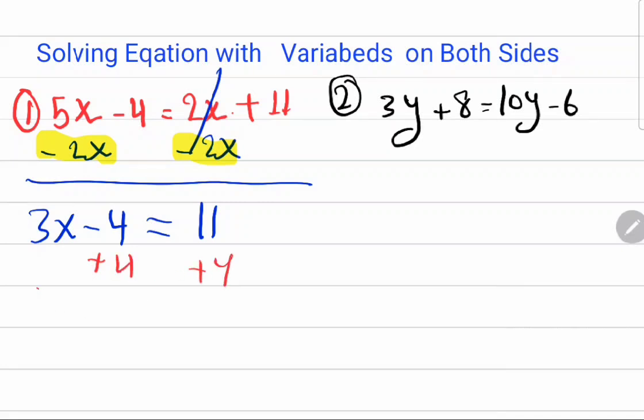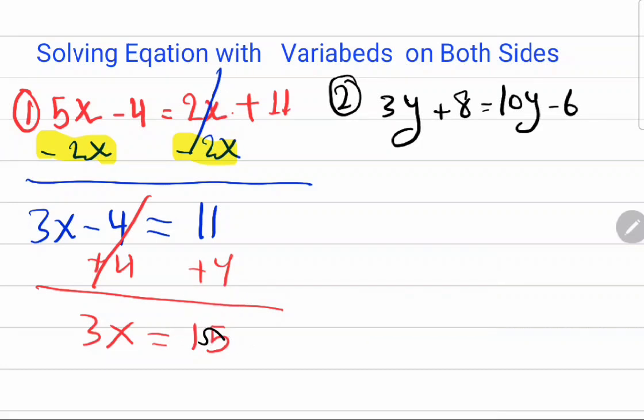Now on the left side, we are subtracting 4 and adding 4. So these 4's cancel each other out. We now have 3x equals, and then on the right side, 11 plus 4 gives us 15. So we have 3x equals 15. 3 times x equals 15. So we need to isolate that variable of x.